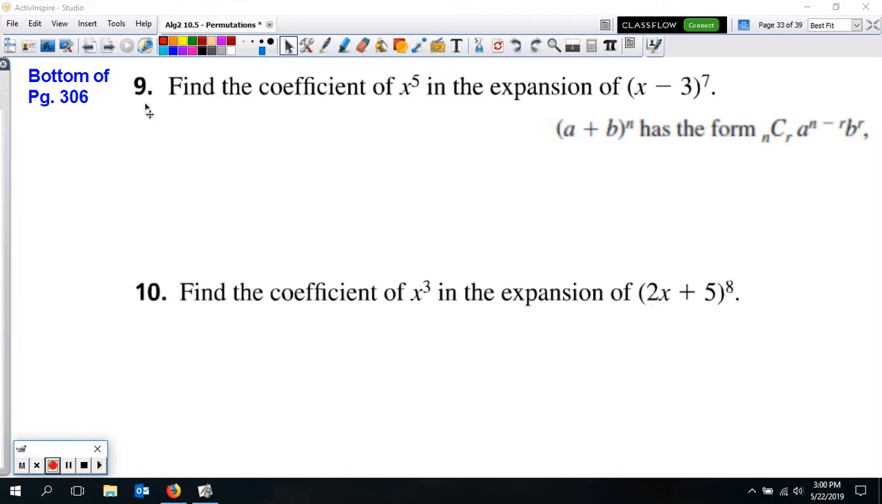Our first term will be the x to the 7th, x to the 6th will be negative, x to the 5th will be positive. So we know we're going to have a positive number for this term. So the coefficient will definitely be positive.